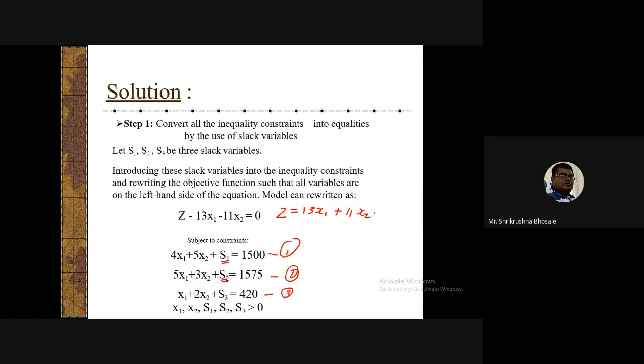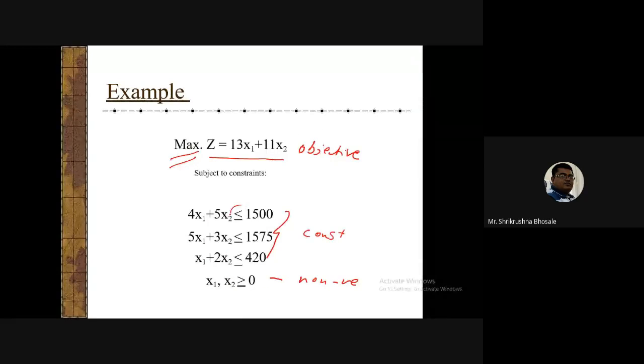But here what will happen? We are adding here 0s1 plus 0s2 plus 0s3. Okay, as the coefficient of s is 0 in the objective function. Then this particular equation, the first equation, gets changed: 4x1 plus 5x2 plus s1 is equal to 1500. So the inequality constraint gets removed, and it becomes an equal sign here.